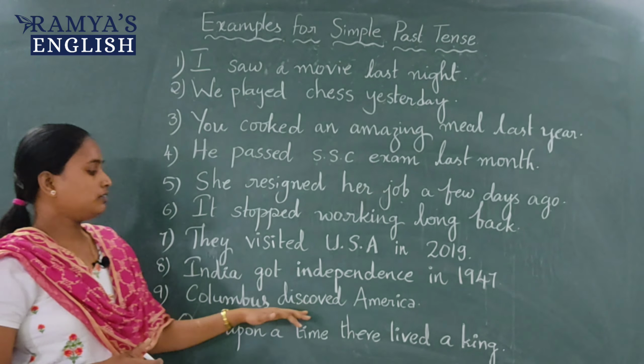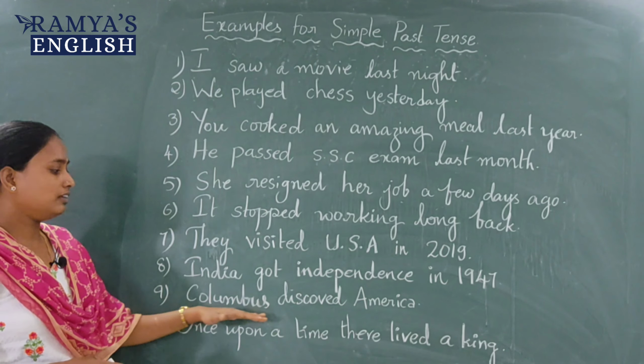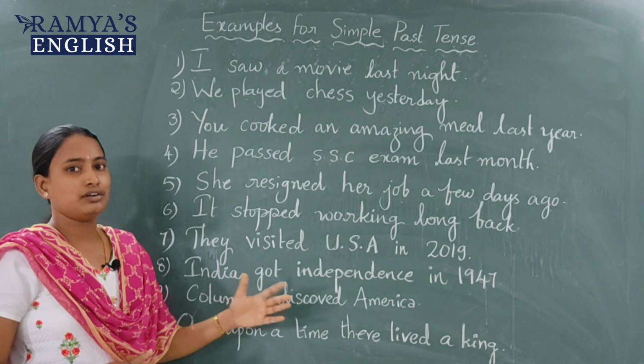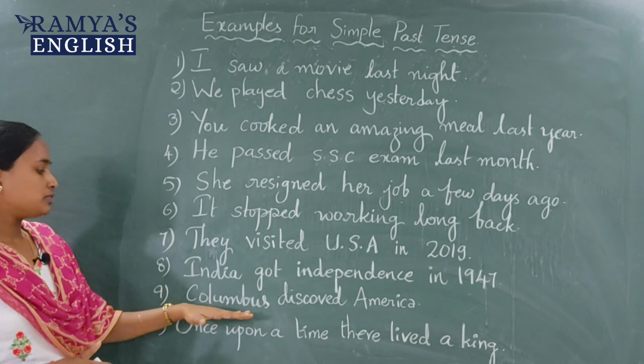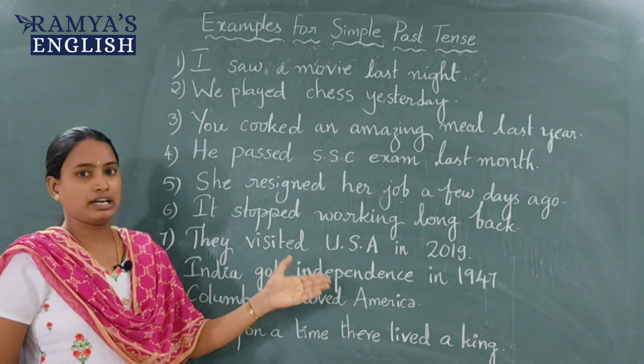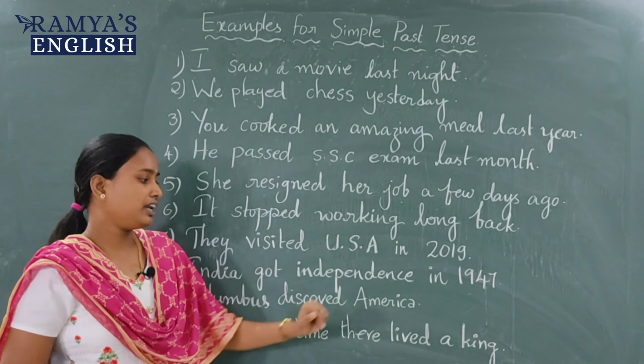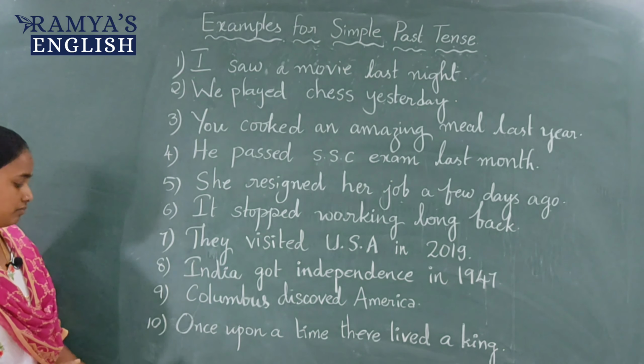Next sentence, Columbus discovered America. So this is also a truth, a historical truth, everyone knows that. So Columbus is the subject, discovered, discover is V1, discovered is V2. V3 is also discovered. America is the object.